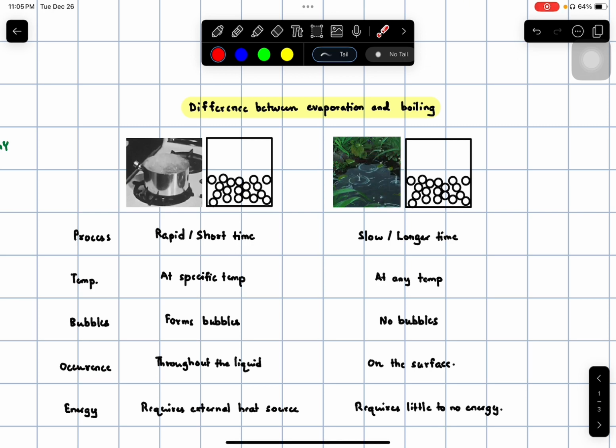And boiling is a process that occurs throughout the liquid. When heat energy is applied to the water particles, every water particle will gain the heat energy throughout the liquid, and that's why the process will take a very short time. However, evaporation only takes place on the surface, and that's why it is a much slower process and takes a longer time. For boiling to take place, we require an external heat source, such as a heat stove, but evaporation is a natural process and it requires very little to no energy at all.